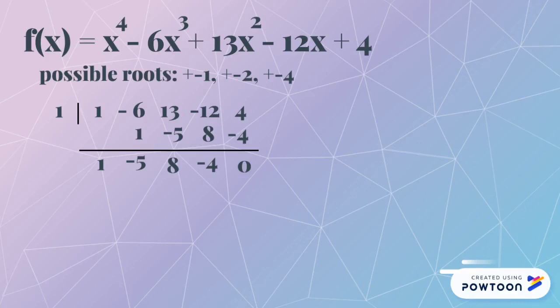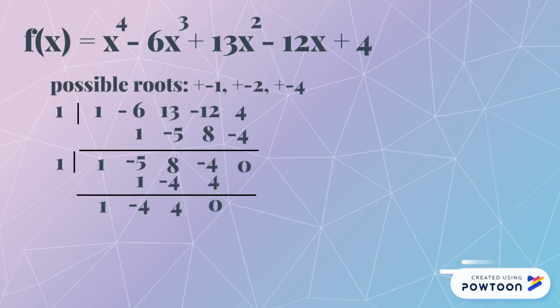For the next one, we'll use 1 again. Repeat the flow. Bring down 1, then multiply it by 1 and we will have 1. −5 plus 1 is equal to −4. Multiply by 1 and we will have −4. 8 minus 4, we will be having 4. Then multiply by 1 and the answer will be 4. −4 plus 4 is equal to 0. Therefore, the other one is also a root of the function.